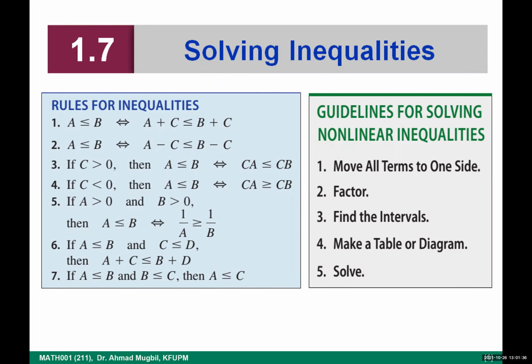The main ideas that you need to use in 1.7 are the rules of inequalities: two inequalities are equivalent if you add or subtract or multiply by a positive number. But if you multiply by a negative, you need to reverse the sign of the inequality. The guidelines for solving nonlinear inequalities are here. Move all terms to one side, factor, find the intervals. To find the intervals, you need to find the zeros. To factor, if you have fractions, you need to write them as a single fraction. Then you will make a table of signs, positive, negative, and then solve.